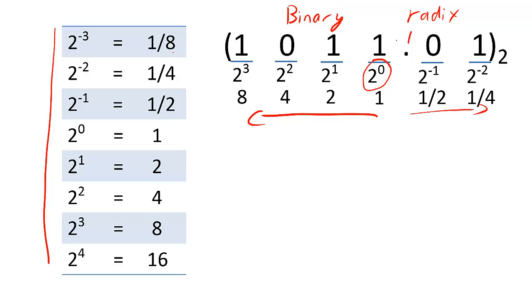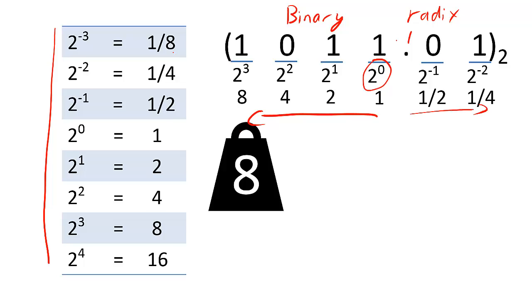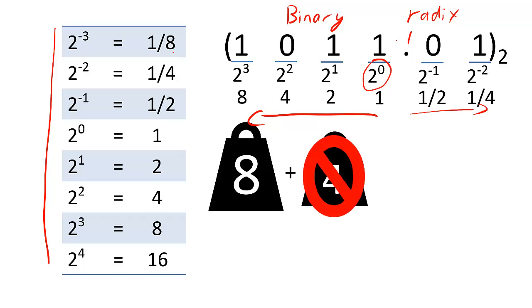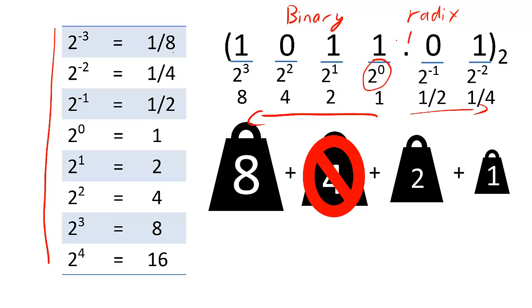For example, the one in the farthest left position tells us to add 1/8 to the total value of the number. The 0 in the next position tells us to add 0 4s. The one in the next position tells us to add 1/2 to the total value of the number, and so forth.